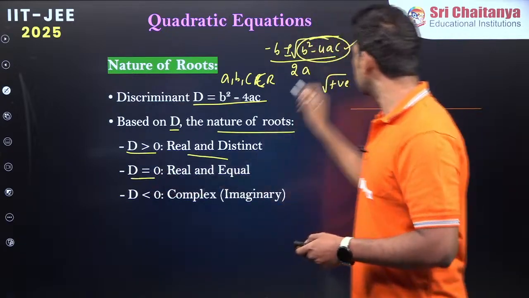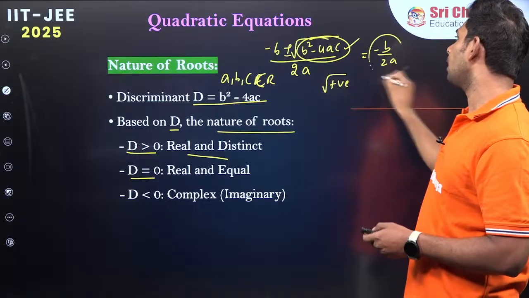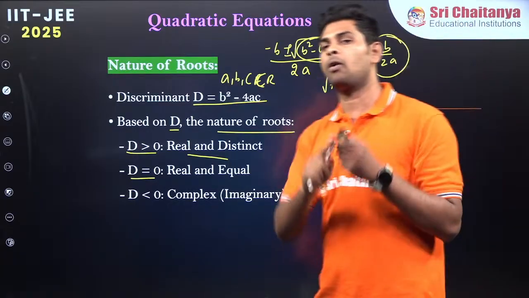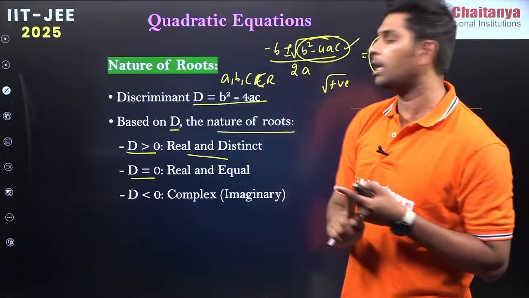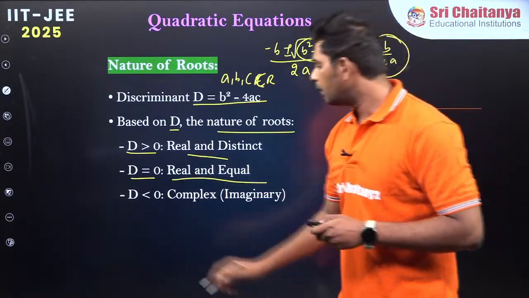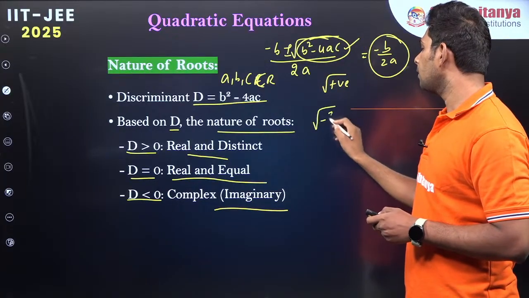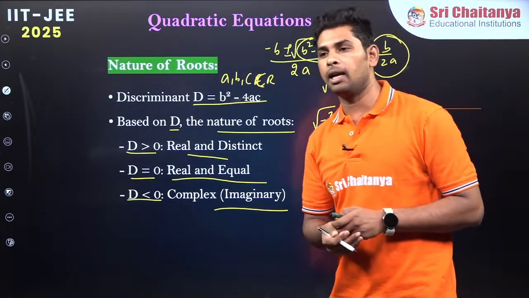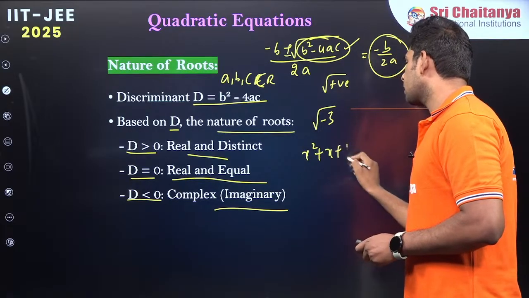If d is equal to 0, then we are left with what? Minus b by 2a. So only one root. But you can consider that it is a quadratic equation, we are definitely going to have two roots. That is why we are taking them as equal. So that is why real and equal we are getting. If d is negative, then it is going to become imaginary, because negative number, let's say root over minus 3, we are getting. For example, I have an equation x square plus x plus 1 is equals to 0.